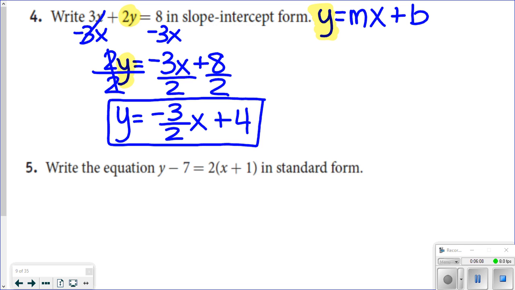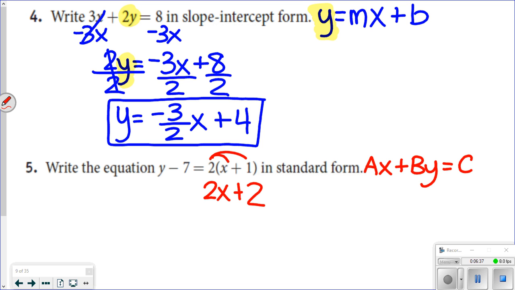Question 5. Currently, if I'm looking at this equation, this is in point slope form. And we want to convert this to standard form, so ax plus by equals c. So let's distribute. 2 times x is 2x. 2 times 1 is 2.